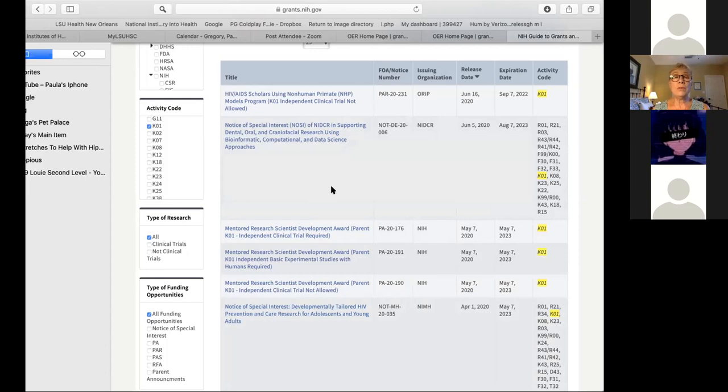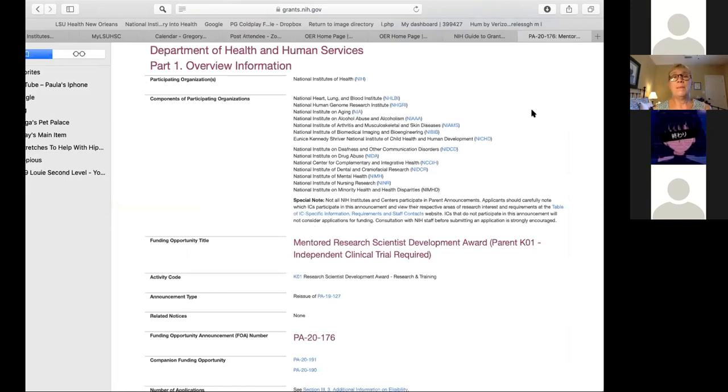Okay, so let's go to this one. This is the list of institutes that support this K01. And what I noticed is I don't see my little friend NIDDK. And the reason I don't see NIDDK, which I didn't realize at first, is because NIDDK has its very own K01. So if you're doing NIDDK research or diabetes research or digestive research or kidney research, make sure you find the program announcement that they have made specific.